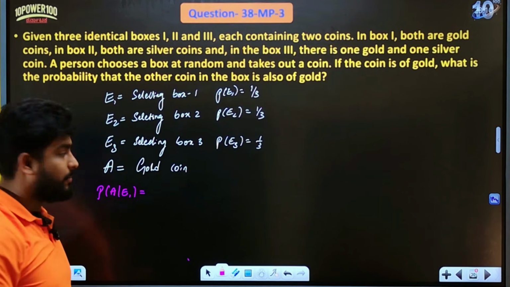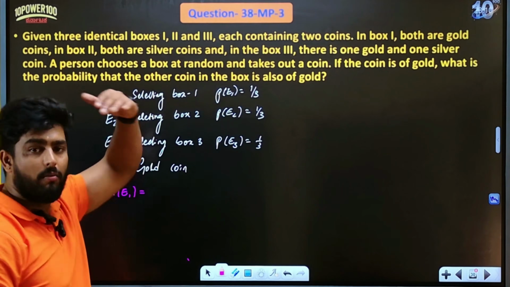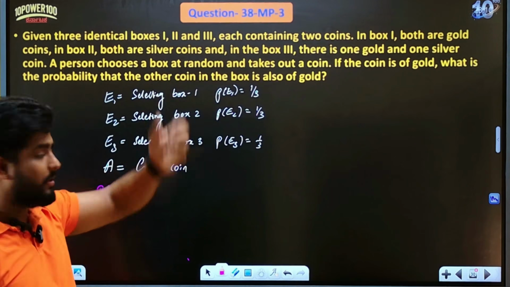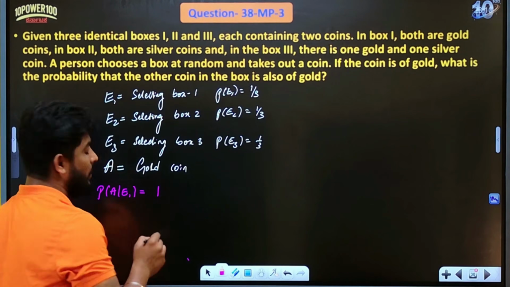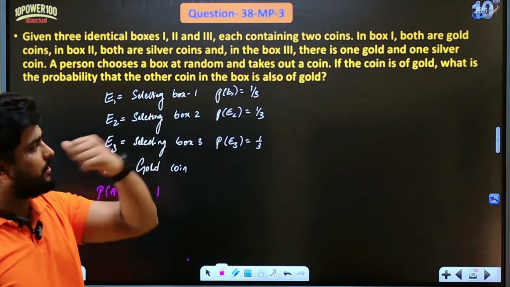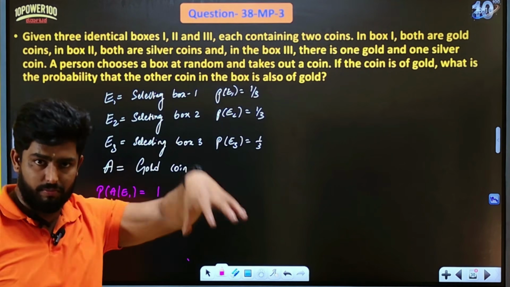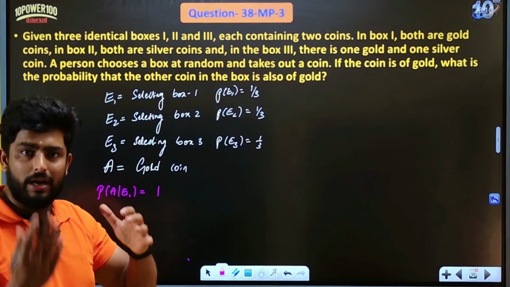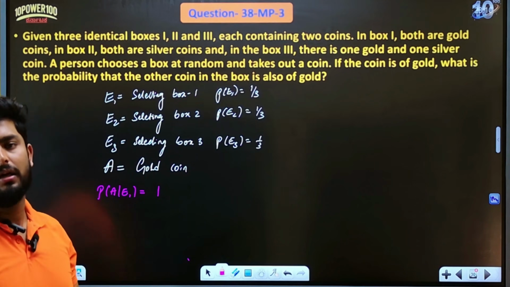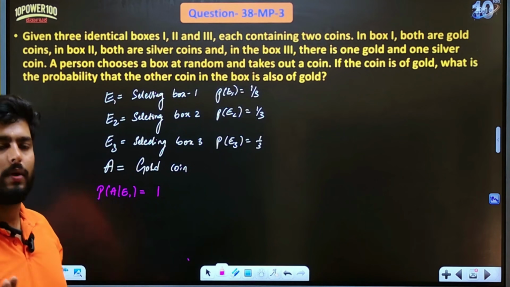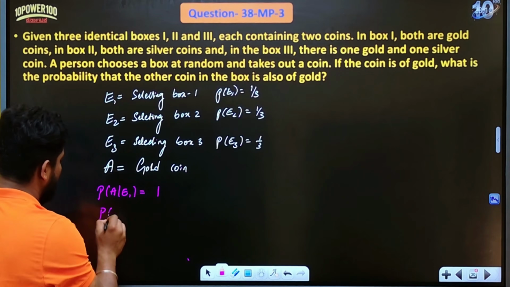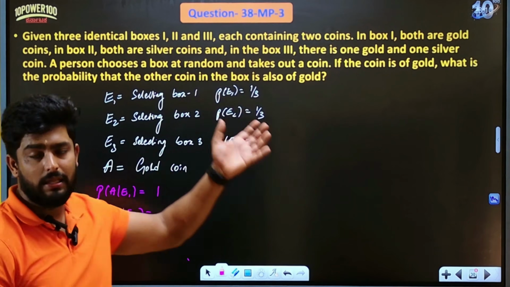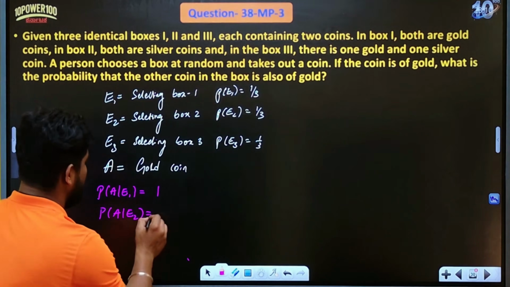So look at this. Probability of getting a gold coin from box 1. In box 1 there are only 2 gold coins, so every time you will get a gold coin only. So it is fully 1. Because whenever you get box 1, every time you will get a gold coin only. So that's why it is 1. So probability of A given E2. In the second box there are two silver coins, so you will not get a gold coin. So in that case the value is 0.